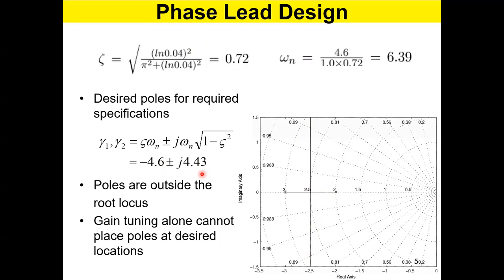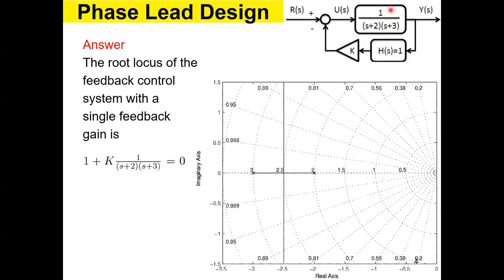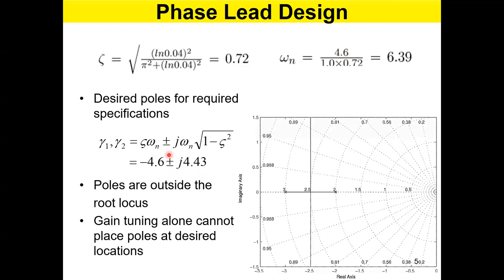This is where you see the problem, and you now conclude that this is not going to work. This simple feedback gain K, no matter how hard you try, is not going to go through the desired pole pair. Then you go to the next level, where you understand that the existing root locus should be bent to the left until it passes through the desired point. This one.